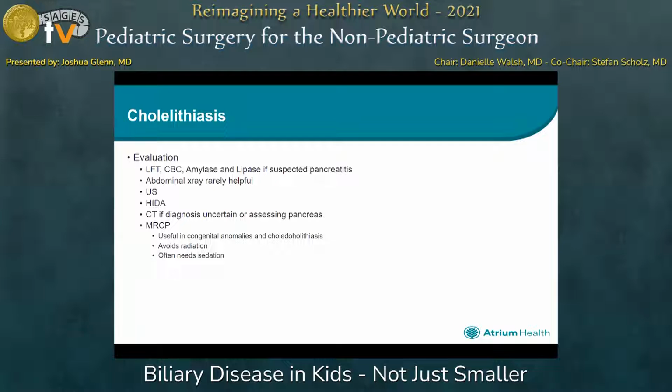The evaluation is similar to adults. Routine lab work includes liver function studies, complete blood count, and amylase and lipase if pancreatitis is suspected. Abdominal x-rays are usually not helpful unless ruling out lower lobar pneumonia. Ultrasound is the imaging modality of choice and is highly sensitive and specific as in adults. HIDA is useful to evaluate for chronic cholecystitis or dyskinesia.